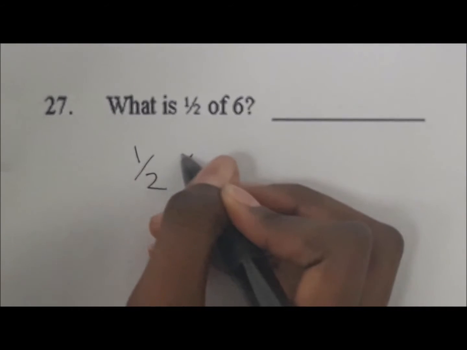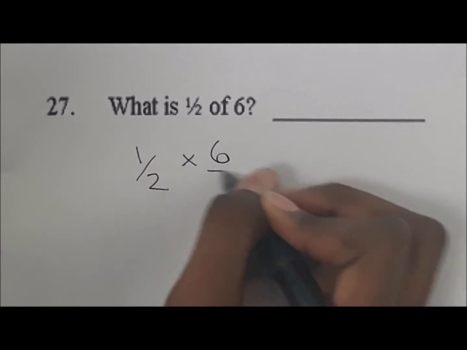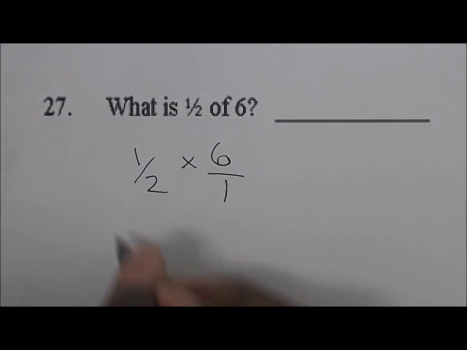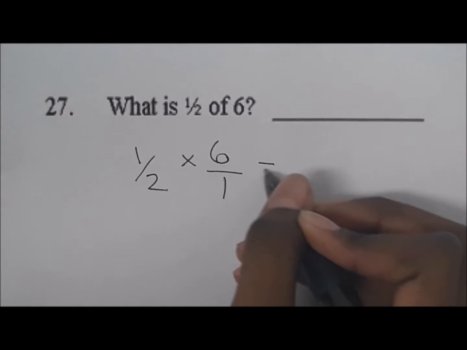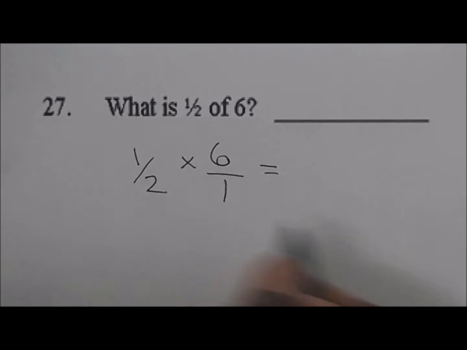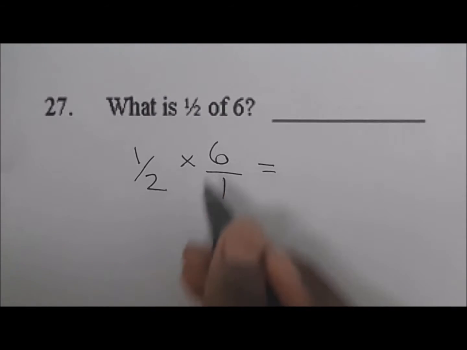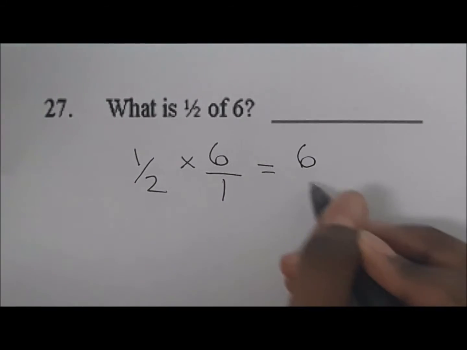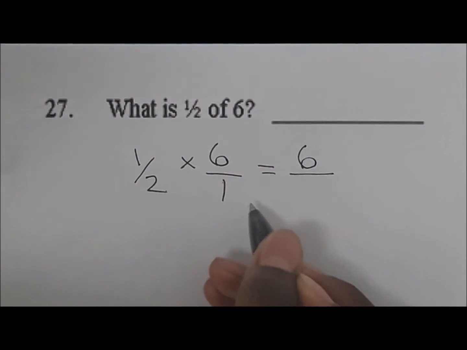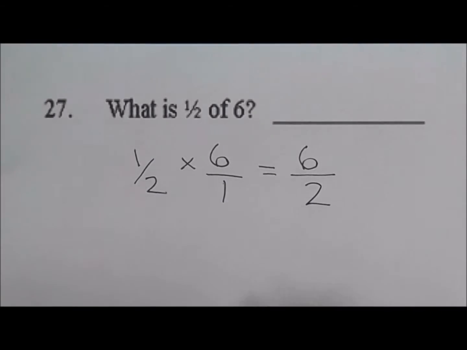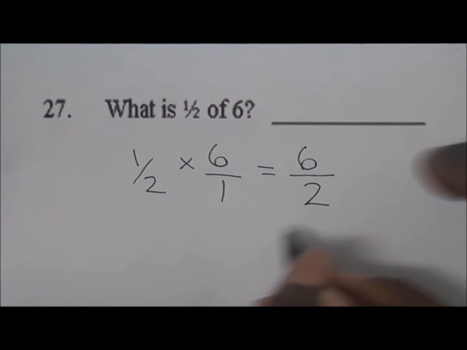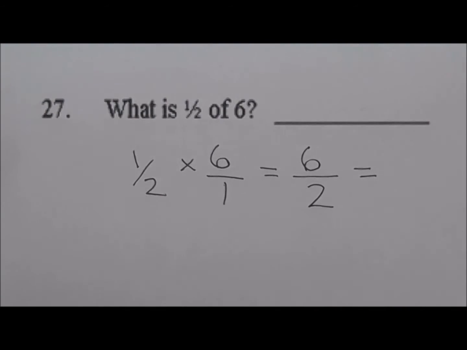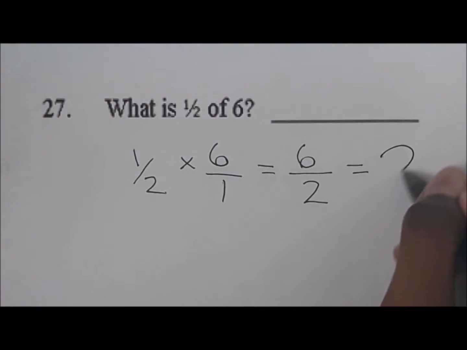A half times 6 over 1. Equals, put equal to the back. Go ahead. On the top, what are you multiplying? 1 and 6. 1 times 6, right on the top. And on the bottom, 2 times 1. Put the answer. Equal to the back. What answer would you get? 3. Put it there. Put it on the line.